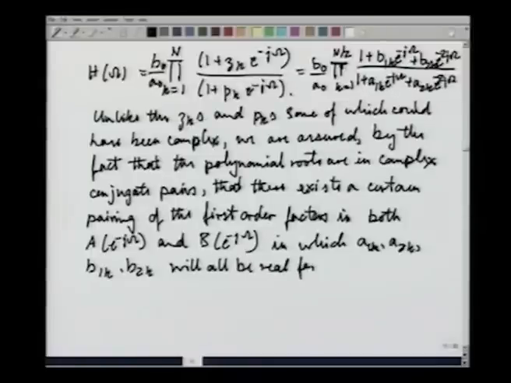For every k going from 1 to n by 2. All right. Indeed, that pairing would be characterized by the fact that factors containing conjugate roots would be paired together.